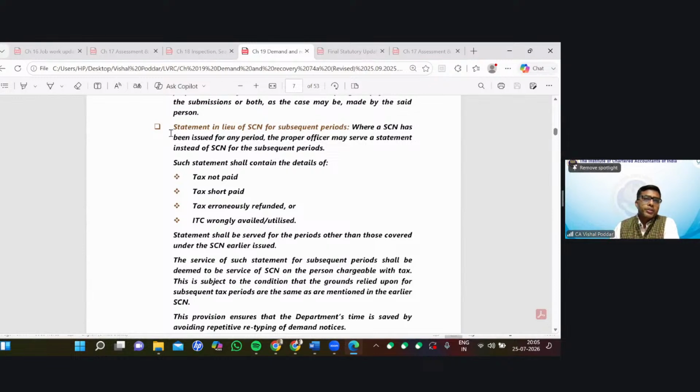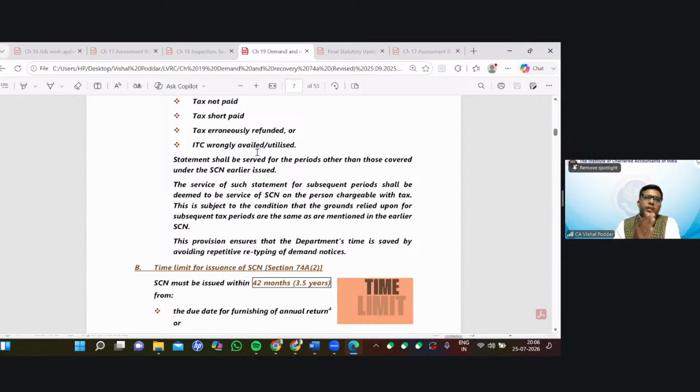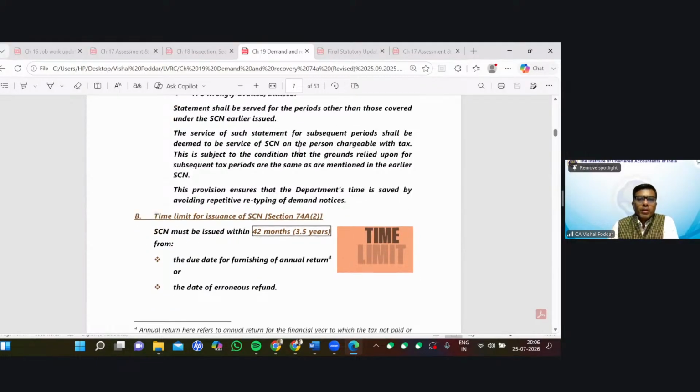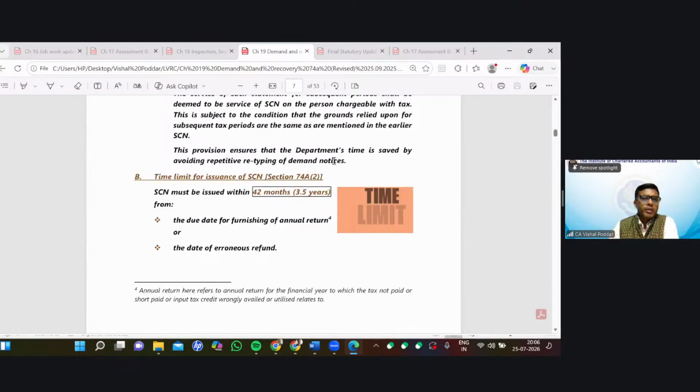Now, there is another concept called statement in lieu of SCN. So if SCN is issued for one particular period, so all the grounds and all the evidences, everything is given in, let us say, financial year 24-25. Now, for the same grounds and for the same reason, they have to issue again for 25-26, 26-27. They need not issue the complete show cause. They can only give a statement. Now, this statement is allowed if the grounds are completely same. So, if the grounds are given in year one, then for all further years, if the grounds are same, only the amounts are changing, values are changing, the section allows the department to issue a statement. The service of such statement for subsequent period shall be deemed to be service of show cause, and the person will be required to reply.